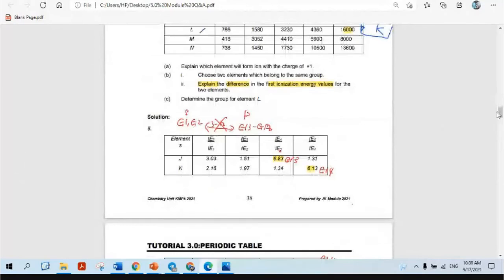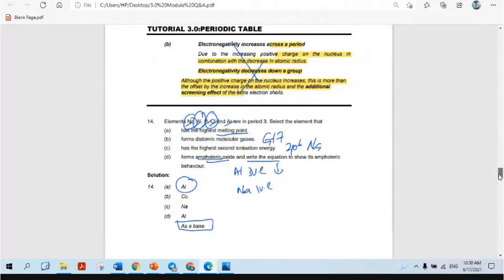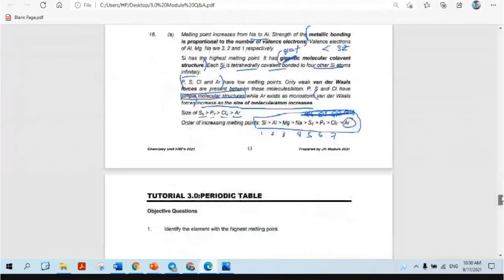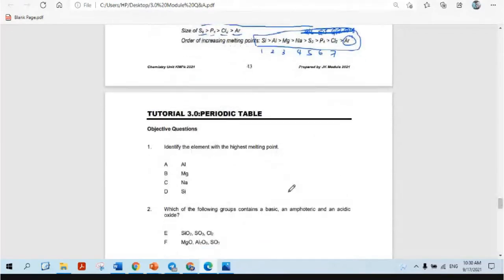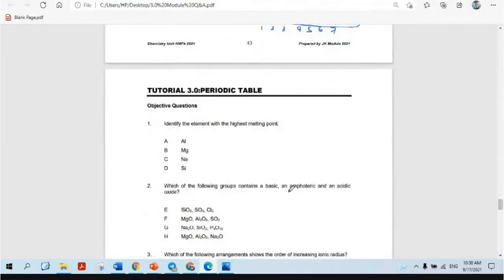Okay, we try to do the last part, the objective questions. Let's do it together. Read the question and then tell me the answer.